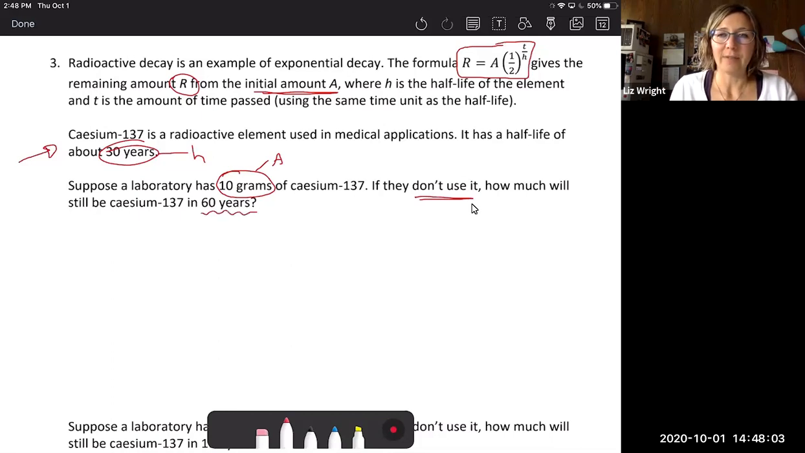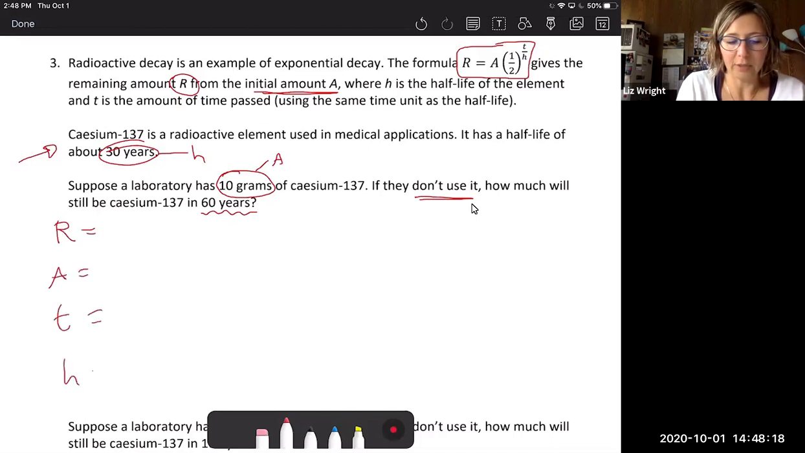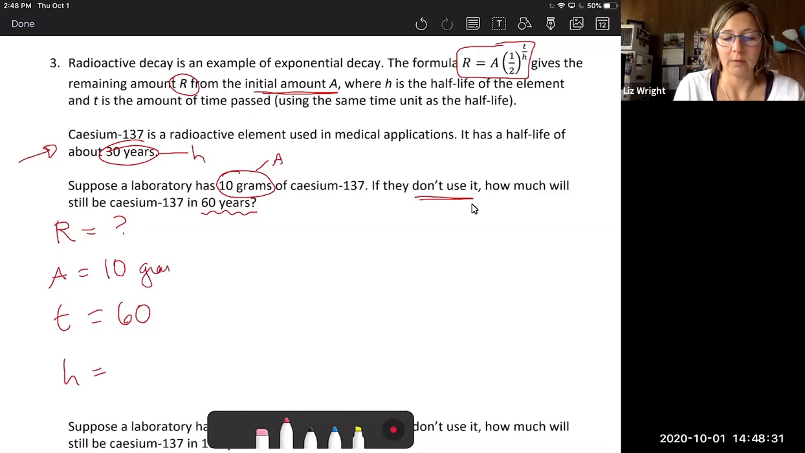So the half-life is kind of like shelf life, right? An element has a half-life of a certain amount of time, and then it's no longer that pure element. So we've got our variables of R, A, T, and H. We're looking for R, so how much is going to be still cesium after 60 years? 60 is going to come here for time. How much did we start with? We started with 10 grams. This is years. Our half-life is also 30 years. By the way, if they weren't in the same unit, we'd need to put them in the same unit, right?